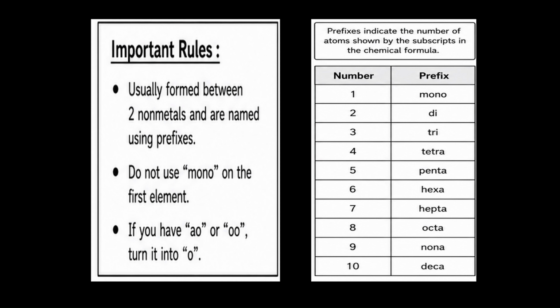Another important thing to consider is that whenever you're going from name to formula, do not use the prefix mono on the first element. And if you have AO or OO, you need to turn it into just O. And we will look at examples with this rule.